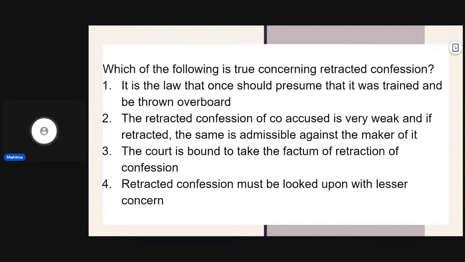Okay, which of the following is true concerning retracted confession? It is the law that one should presume that it was tainted and be thrown overboard. The retracted confession of the accused person is very weak, and if retracted, the same is admissible against the maker of it. The court is bound to note the factum of retraction of confession. Retracted confession must be looked upon with lesser concern.